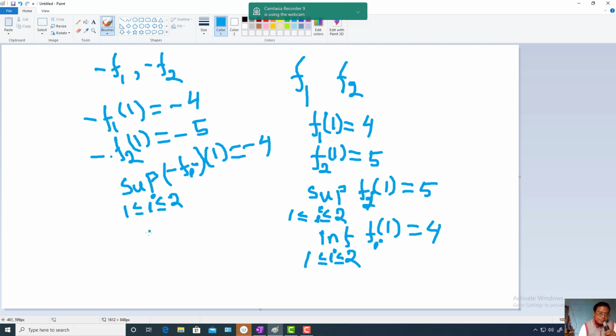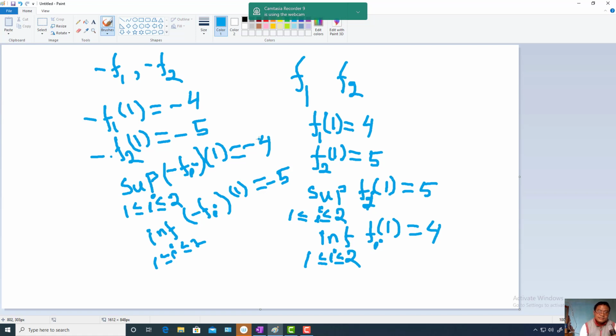Then you think about the infimum again. The infimum of minus fi at the point 1, where i is running from 1 to 2. Okay, so what is the minimum? Minus 5 is the minimum, the smallest one, smaller than minus 4. So this will be minus 5.